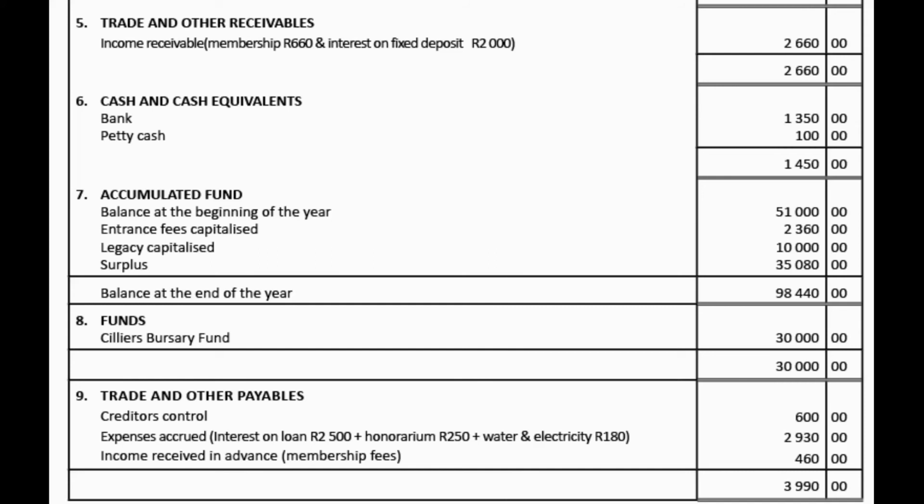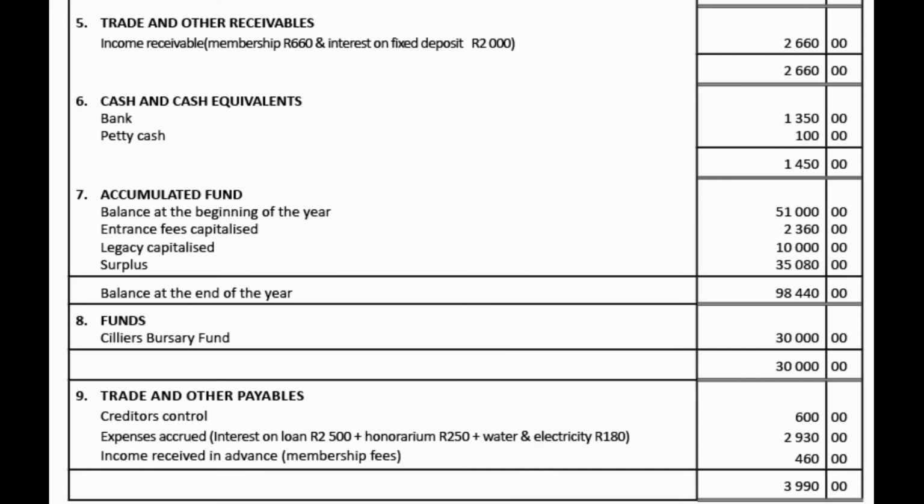And then the surplus that we've calculated was 35,080, and that gives you the balance of your accumulated fund account at the end of the year of 98,440. Okay. Then we get to the funds, number 8.